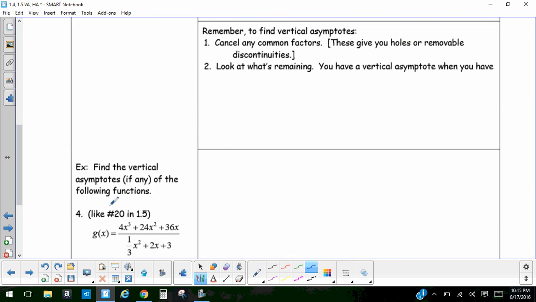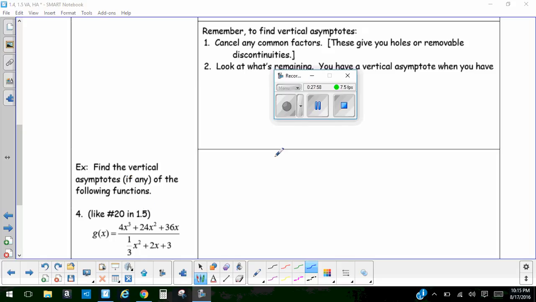Okay, now we're going to switch over to some questions that just ask us to find vertical asymptotes algebraically. Hang on for one.